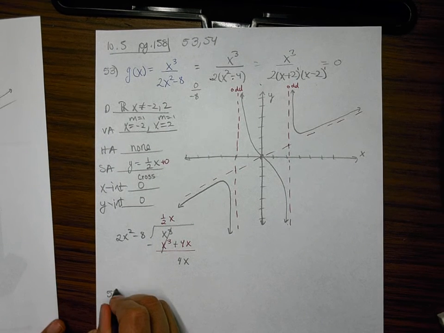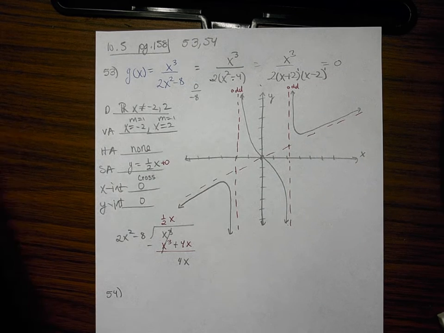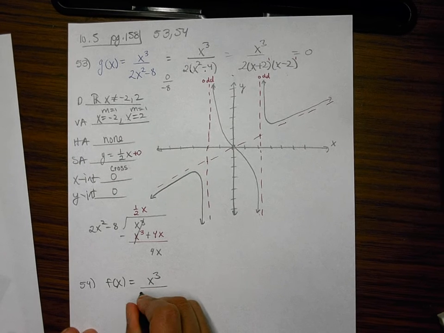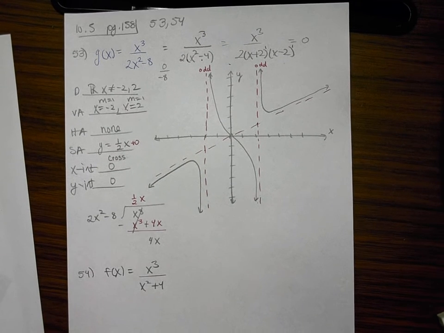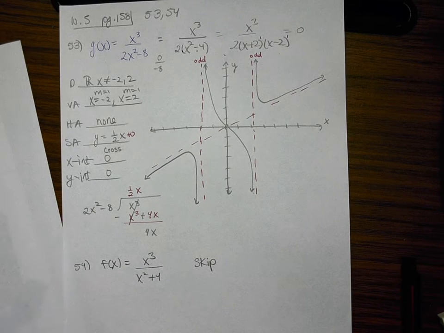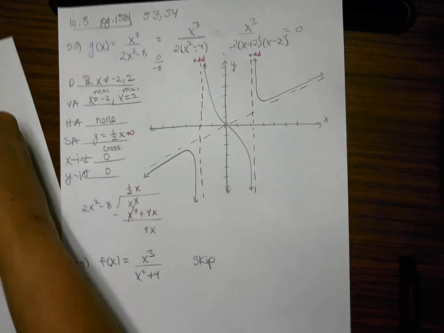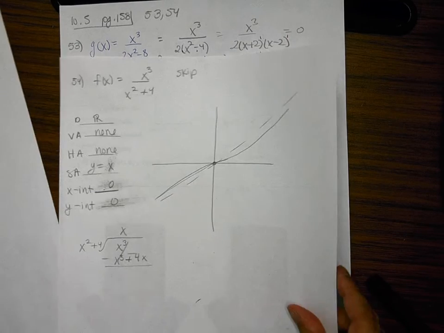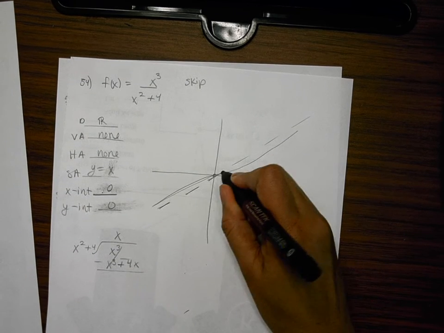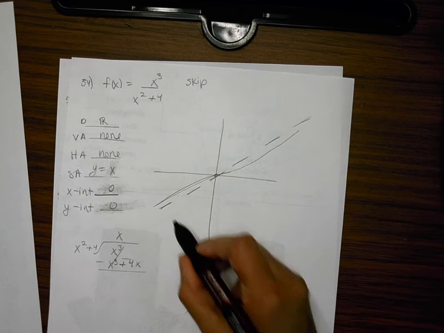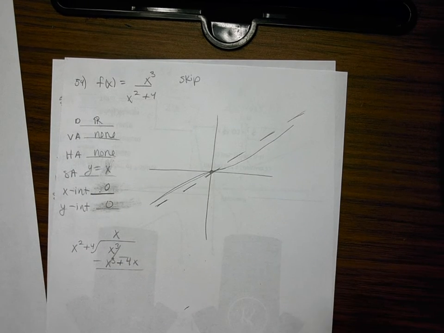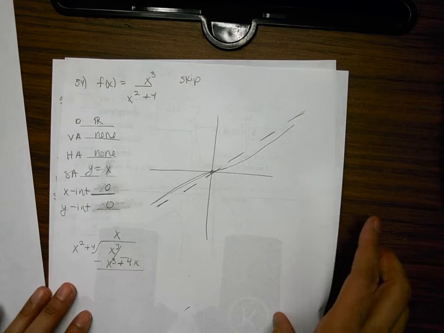And 54, I'm going to write it down: f of x equals x cubed over x squared plus 4. You do not have to worry about this one. You're not going to see one like this. I will show it to you for those of you that did the work, but you're not going to have to worry about anything like this on the quizzes or tests. There's your slant, and there was only a slant, and there is your graph. Again, you don't have to worry about it, so look at it if you'd like. Don't look at it if you don't want.